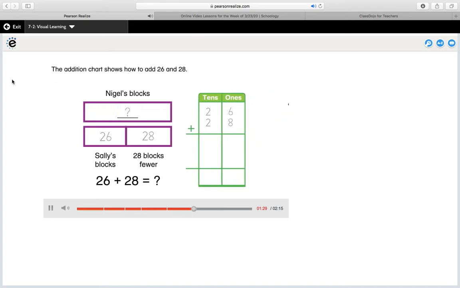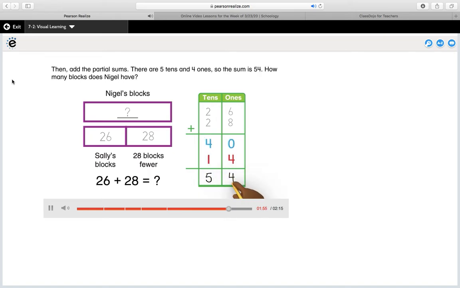The addition chart shows how to add 26 and 28. First, add the tens. 2 tens plus 2 tens equals 4 tens, or 40. Then add the ones. 6 ones plus 8 ones equals 14 ones, or 1 ten and 4 ones. Then add the partial sums. There are 5 tens and 4 ones, so the sum is 54.